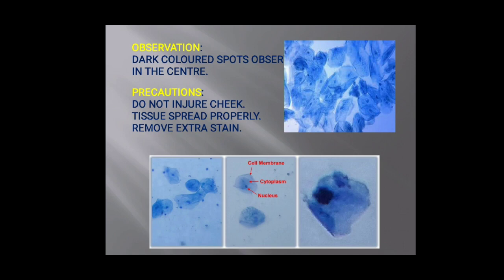Following these precautions, when you observe the tissue under the microscope, what type of structures can you see? As you are looking here, you can observe dark colored spots in the center of the human cheek cells. After observing these structures, you need to draw a sketch of what you have observed in your notebooks.